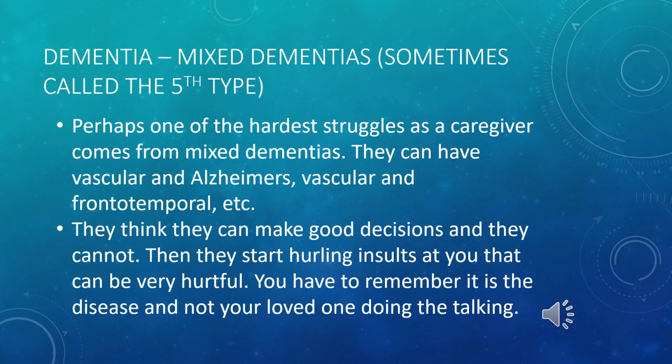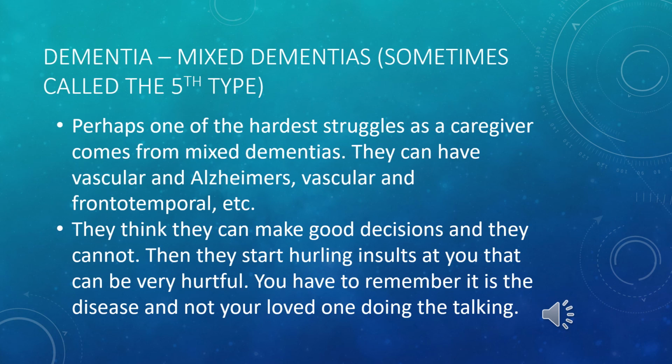Now, what is sometimes called the mixed dementia is considered to be the fifth type. Some people don't consider it a fifth type because it's not definitive, a different kind. It's actually just a mixture of different types. So there is some argument whether or not there's actually a fifth type of dementia. But we're going to consider it a fifth type here.